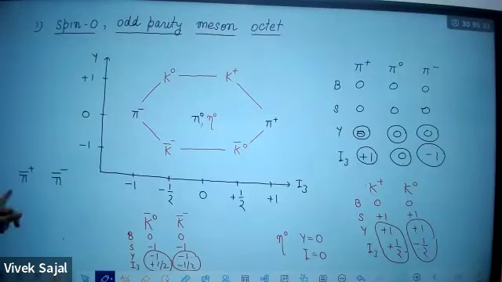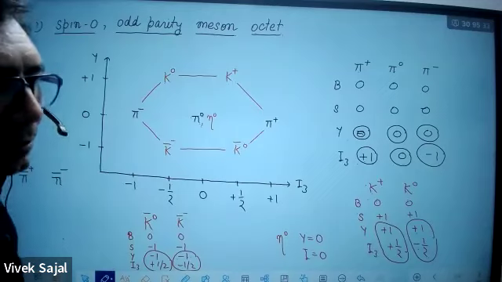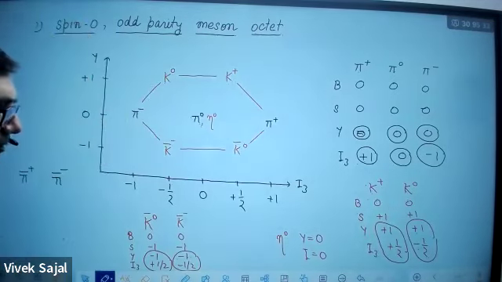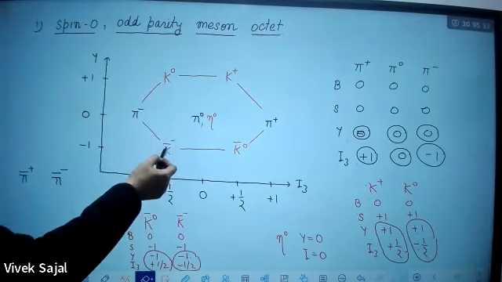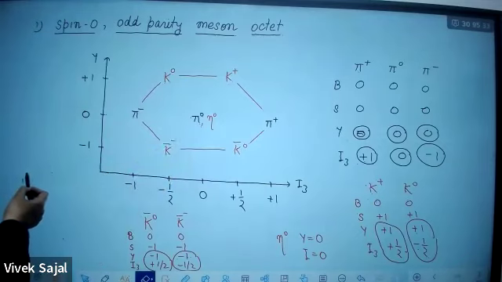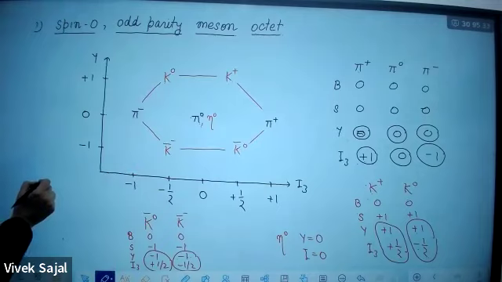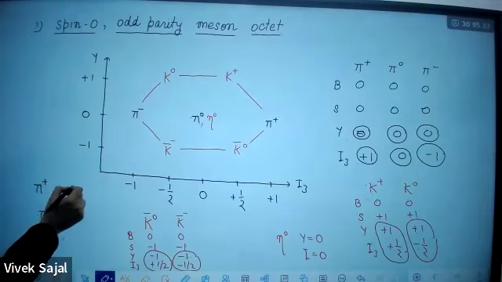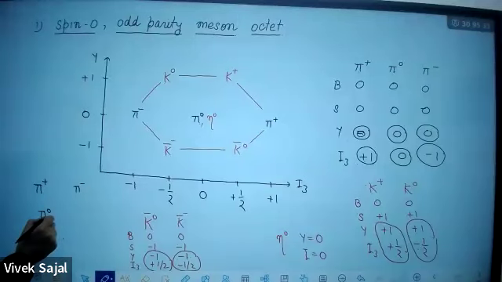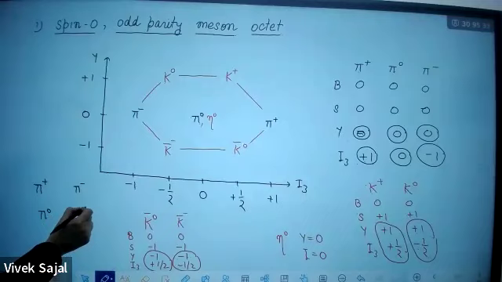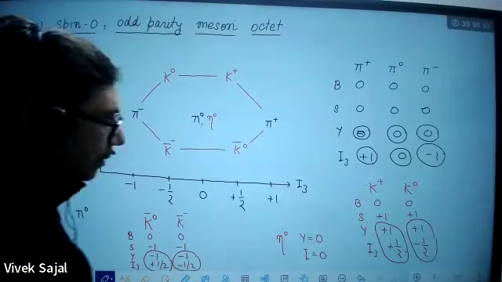And is this okay or something else? No, this is not okay. Why? Can you tell me? Try to understand. If you look at the mesons, two pi mesons are there. One is pi plus and the other pi naught. The antiparticle of pi plus is pi minus, and the antiparticle of pi naught is pi naught. So you have considered all the pions here.